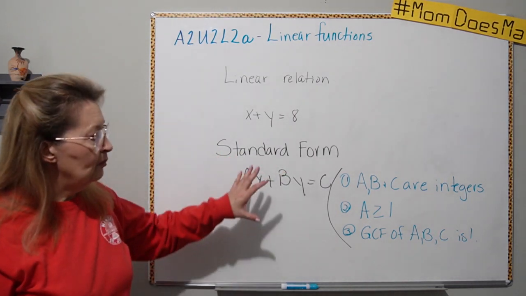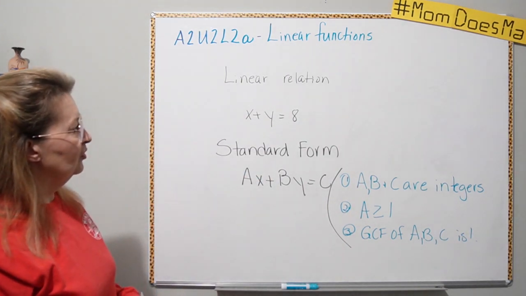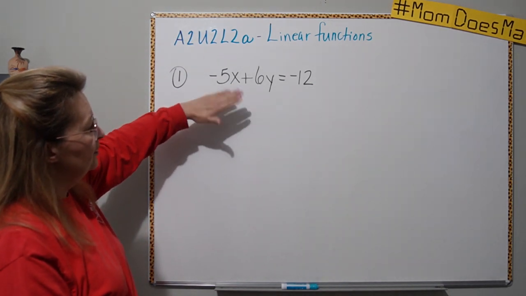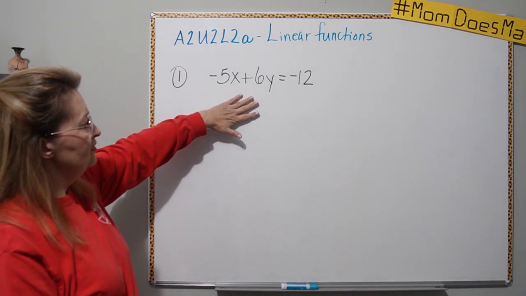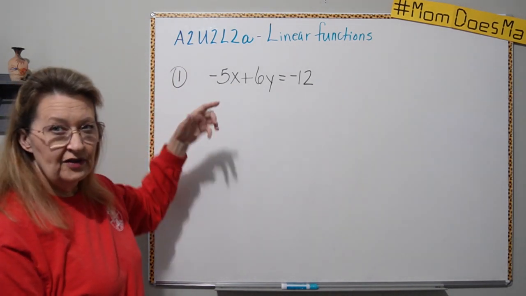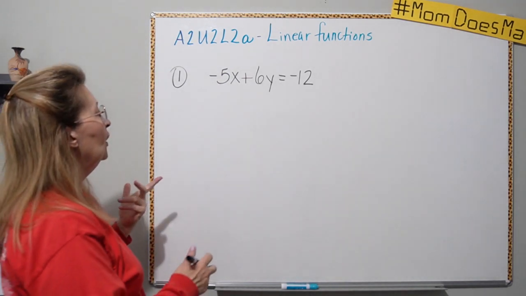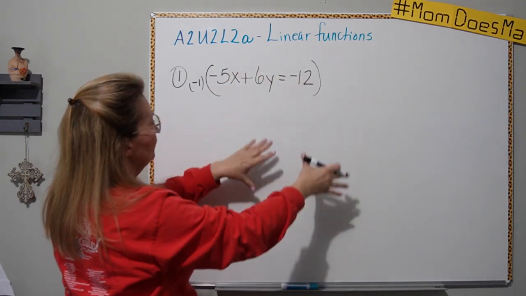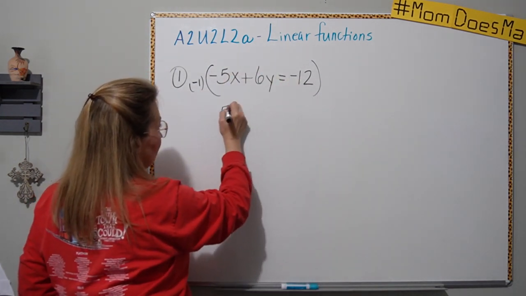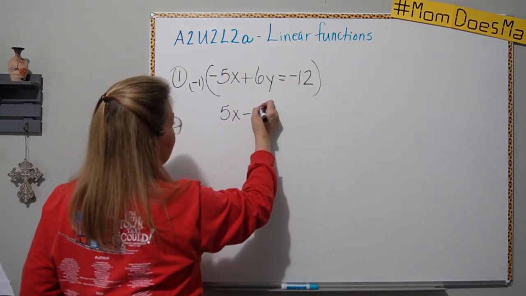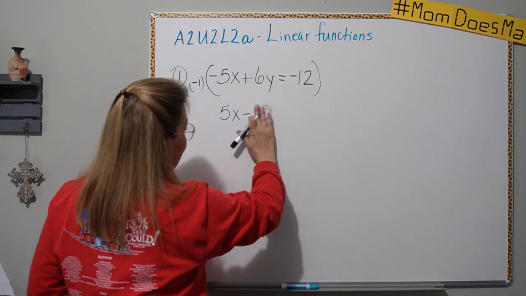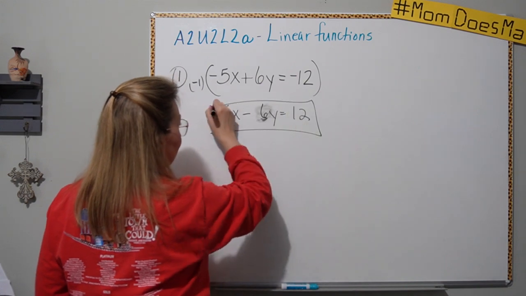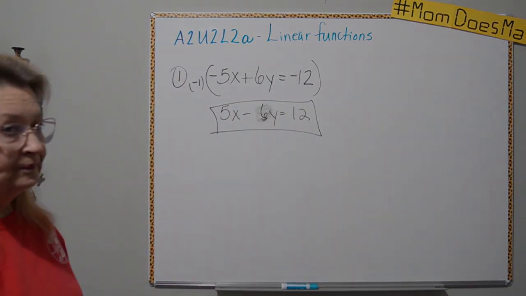So let's just practice putting some equations in standard form real quick. Okay, for number 1, we want to put this in standard form. So the only thing actually wrong with this one is the negative in front of it. So how do you fix that? How do you get rid of a negative? Well, we're going to multiply by -1 all the way through the equation. So that's going to make that positive 5x. It's going to change that plus to a minus. Minus 6y is equal to positive 12. And that's all you have to do to that one.